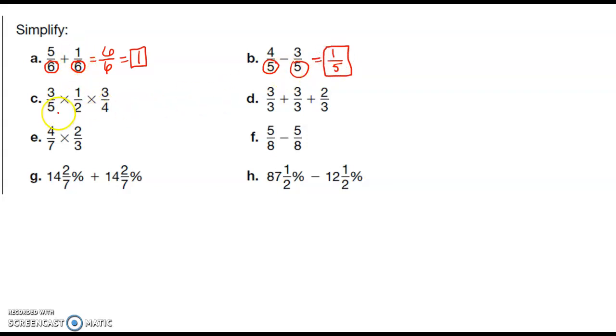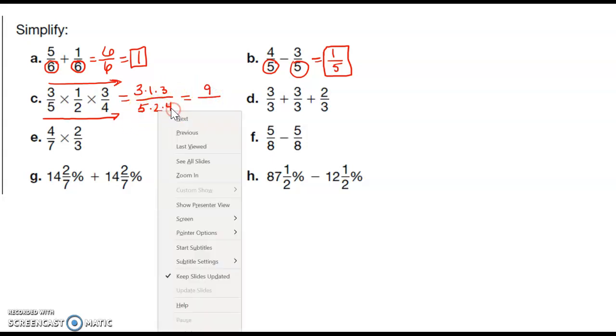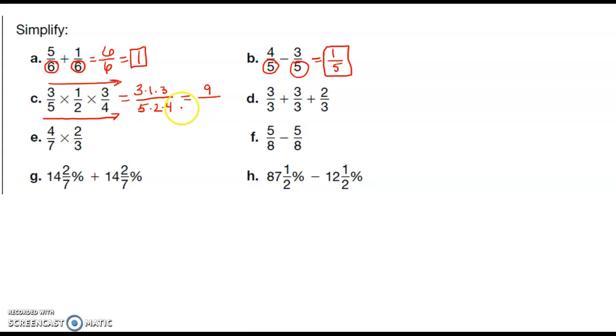Okay? Now when we multiply, it's a little bit different. Because what we're going to do is multiply across the top, and then multiply across the bottom, and then we'll reduce. Okay? So what I have here is 3 times 1 times 3 over 5 times 2 times 4. 3 times 1 is 3, times 3 is 9. 5 times 2 is 10. Oops. Times 4 is 40. And that cannot be reduced, so we're just going to circle that, okay?